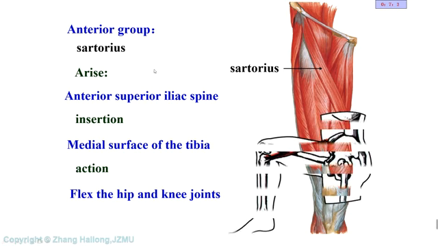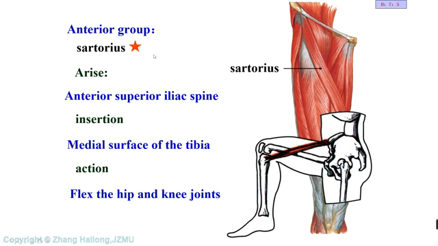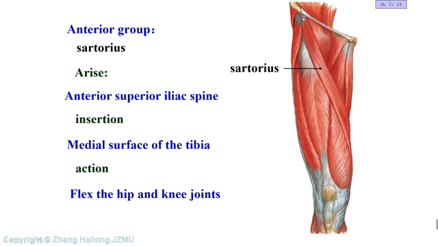The first muscle is Sartorius. Sartorius is an important muscle. You should master it. This muscle is from the anterior superior iliac spine. It belongs to the ilium, and you can touch it on your surface. And then this muscle will go downwards and medially, cross the knee joint. Finally, it will end on the medial surface of the tibia.